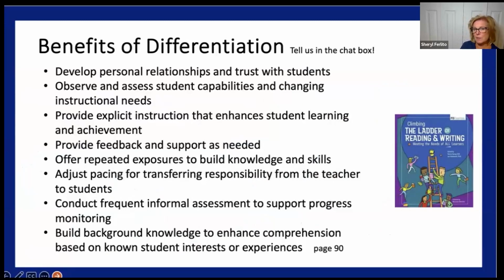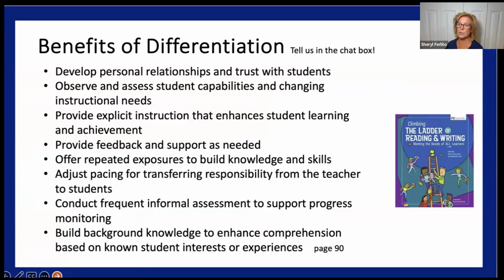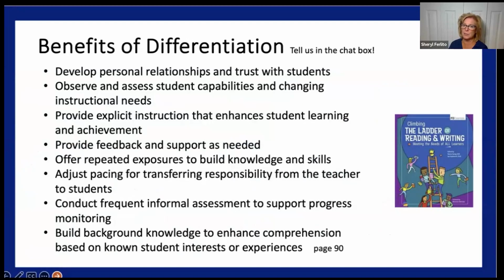So what are the benefits of differentiation? Feel free to put anything in the chat box that you see that might not be listed in the slides. Some of these were taken right from the Ladder of Reading and Writing, but differentiation does allow for us to build relationships with kids because the kids trust us if we give them something they can do. So you want to get them to the point where they can do it. It helps us to observe and assess student capabilities and instructional needs. Explicit instruction and feedback is so important. This feedback, I can't stress that enough.